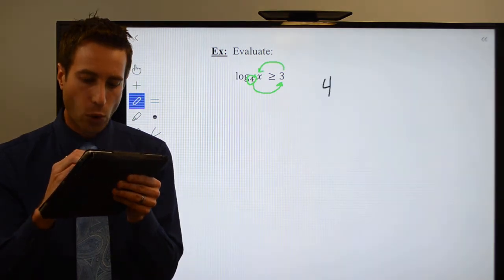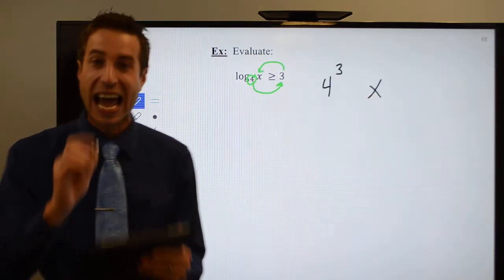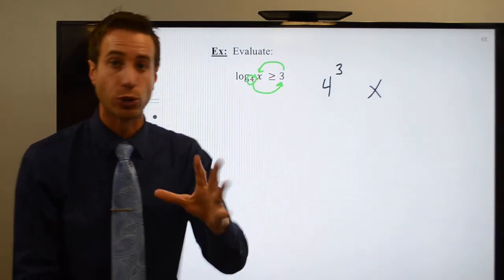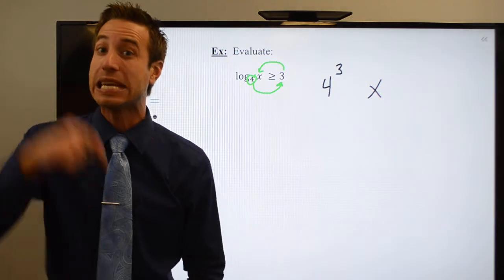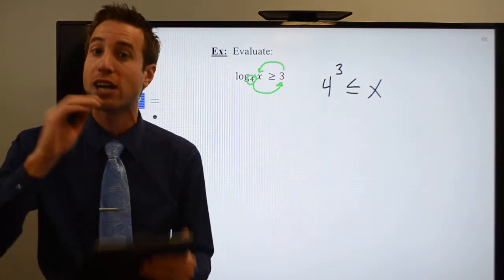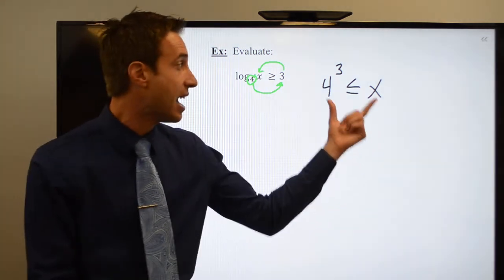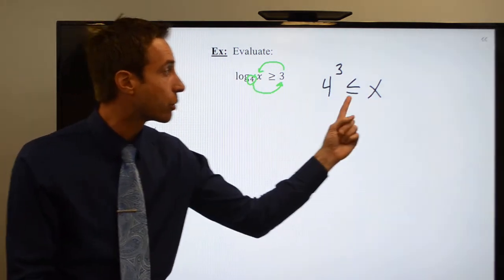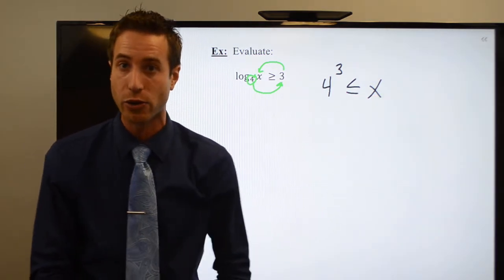So it's going to be 4 to the 3rd. There's my x, and then be very, very careful. X is greater than or equal to. So when I rewrite it, I need my x to be greater than or equal to. Please do not switch that inequality, right? I haven't flipped it. I've made sure it stays the same. X is greater than or equal to. X is still greater than or equal to.